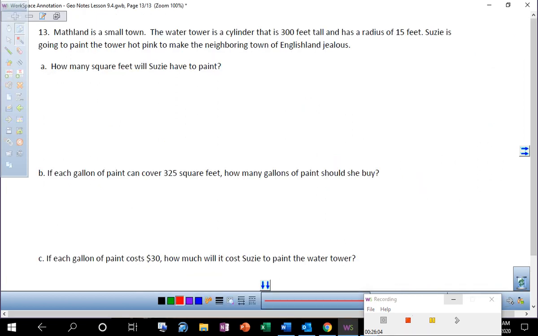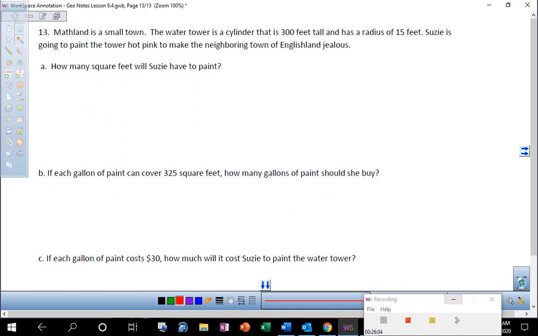Alright, so last problem, we've got a word problem, and on word problems I always recommend drawing pictures so you can kind of see it. So it says, Mathland is a small town. The water tower is a cylinder that is 300 feet tall and has a radius of 15 feet.